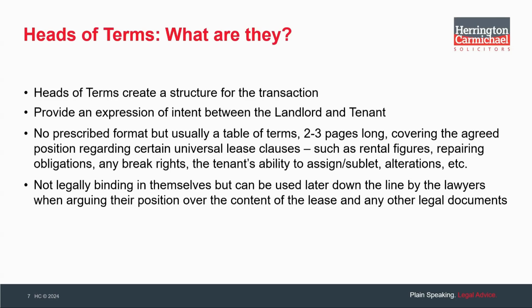The heads of terms are not legally binding in themselves, but they can be used later down the line by the lawyers when arguing their position over the content of the lease and any other legal documents.